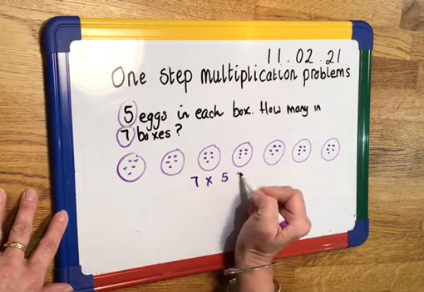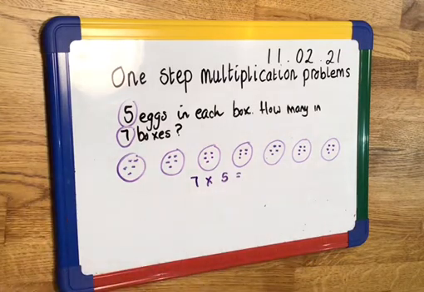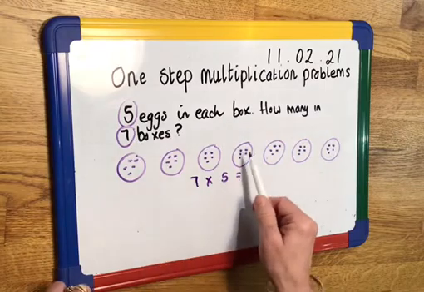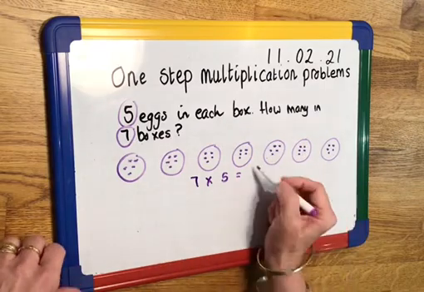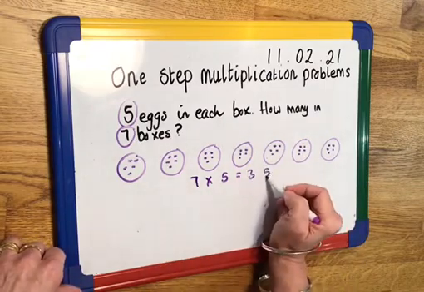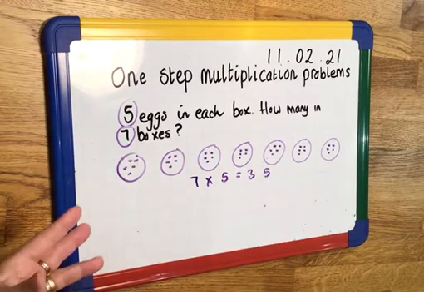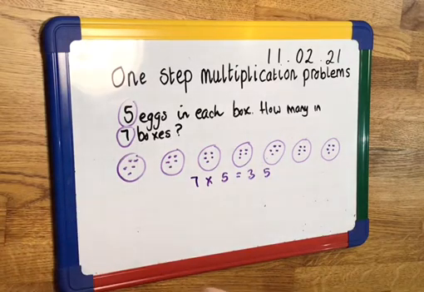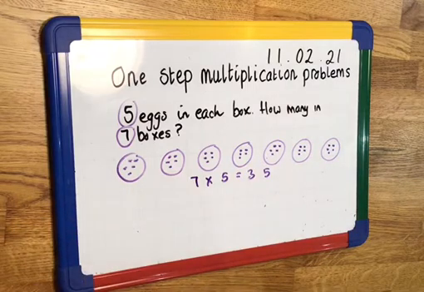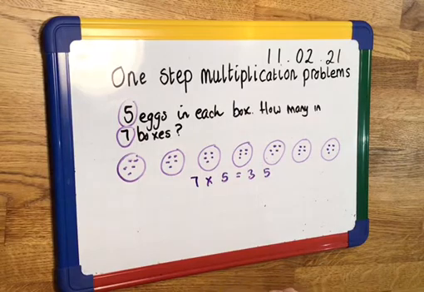Which I know I can write as 7 times 5. I can count in 5s, 5, 10, 15, 20, 25, 30, 35. Or if I knew my times tables off by heart, I could have done that without having to count. I could have done this on a number line. I could have made 7 jumps on my number line where each jump was worth 5.